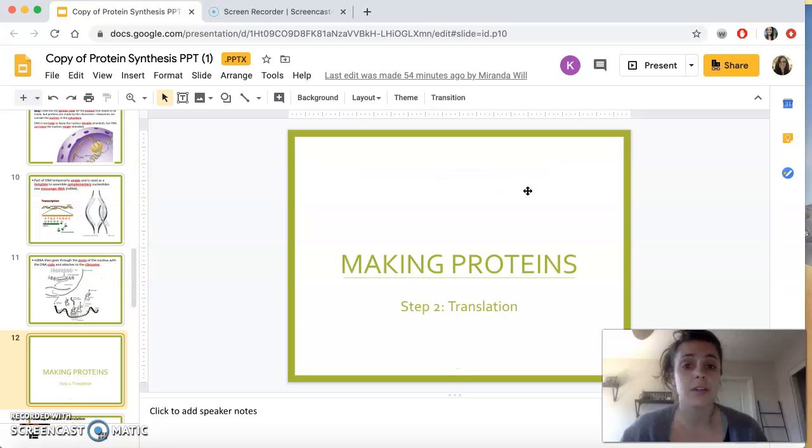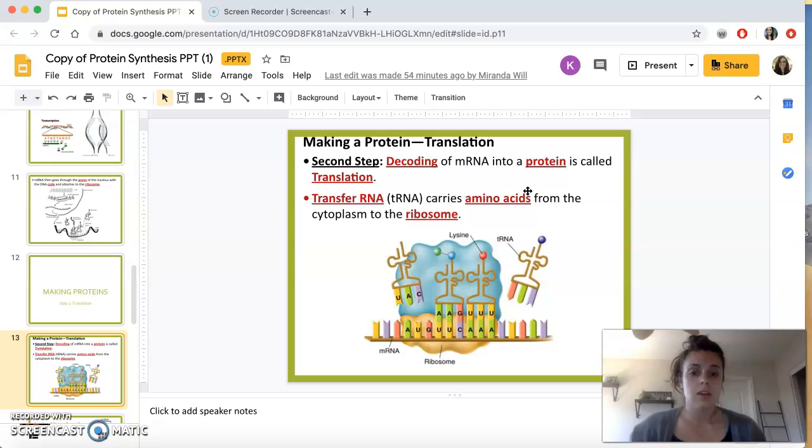So that's going to take us to our next step, which is translation, okay? Now we're going to take that transcribed DNA or RNA, and we're going to translate it into something that's readable. We're going to decode that mRNA into a protein. This is called translation, and this happens in the cytoplasm.